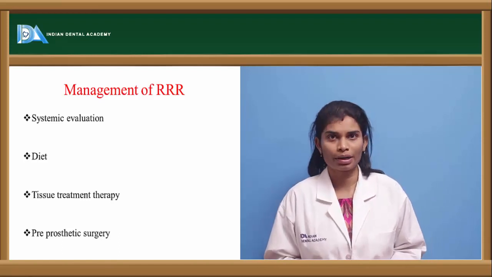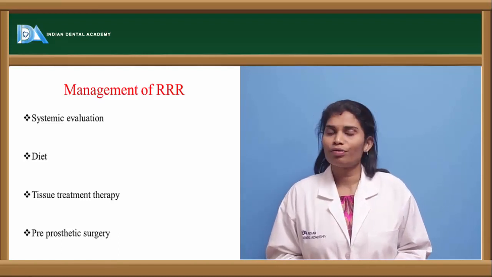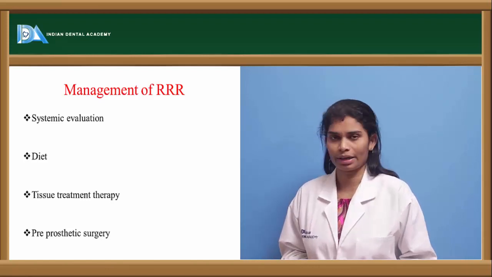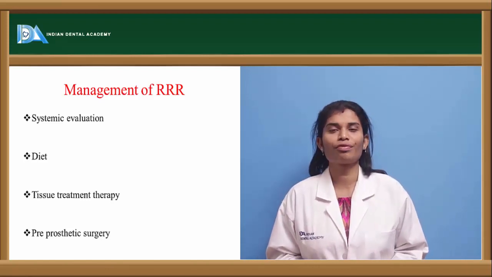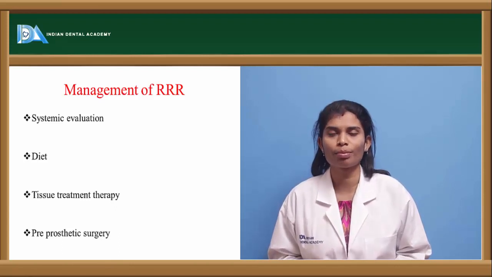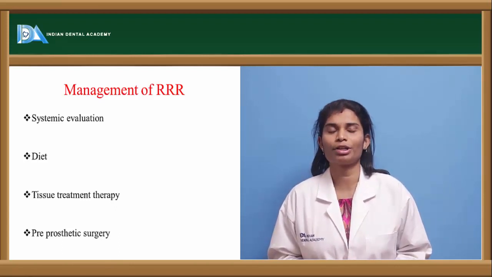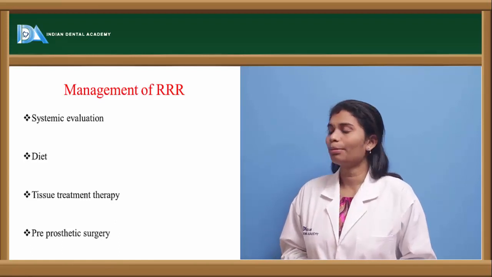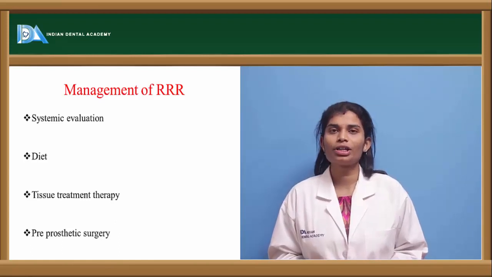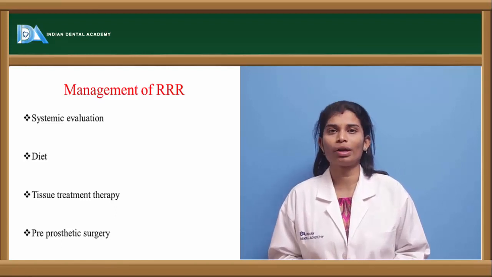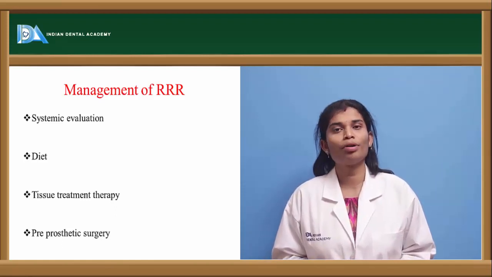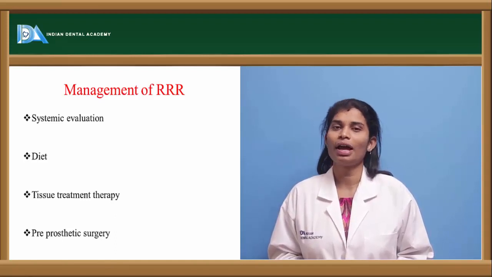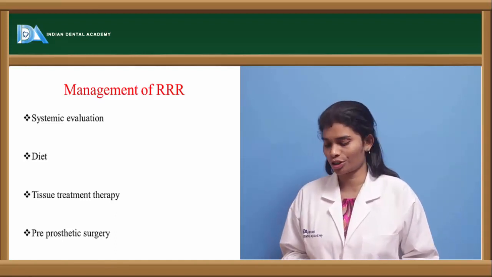Tissue treatment therapy. In subsequent follow-up appointments, you have to check for the tissue maintenance, how the tissue is there. Check for any improper occlusions or malocclusions or occlusal prematurities developed in the dentures. Maintain, and then pre-prosthetic surgery. After initial evaluation, if required, if you have to increase the denture bearing area, perform some pre-prosthetic surgery to improve the denture bearing area, which will help in proper force distribution.